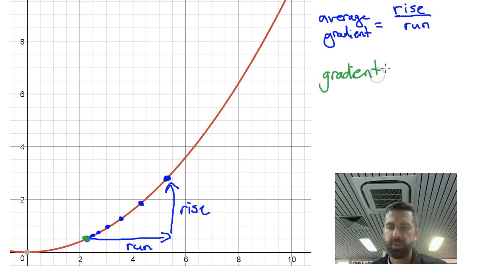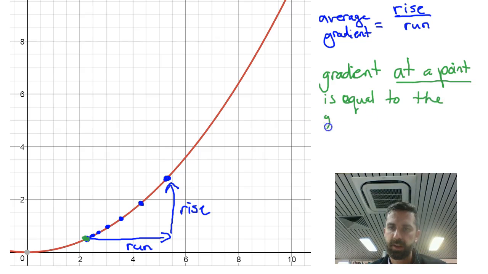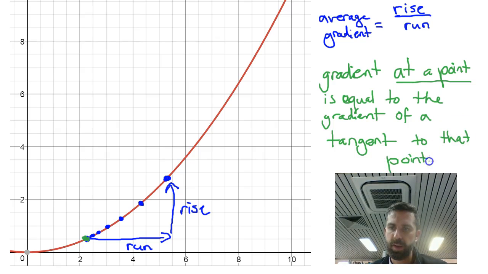So remember, up until now, we've only talked about gradient between 2 points. Now we're talking about the gradient at a point. We can actually say that's equal to the gradient of a tangent to that point. What do we mean by that?